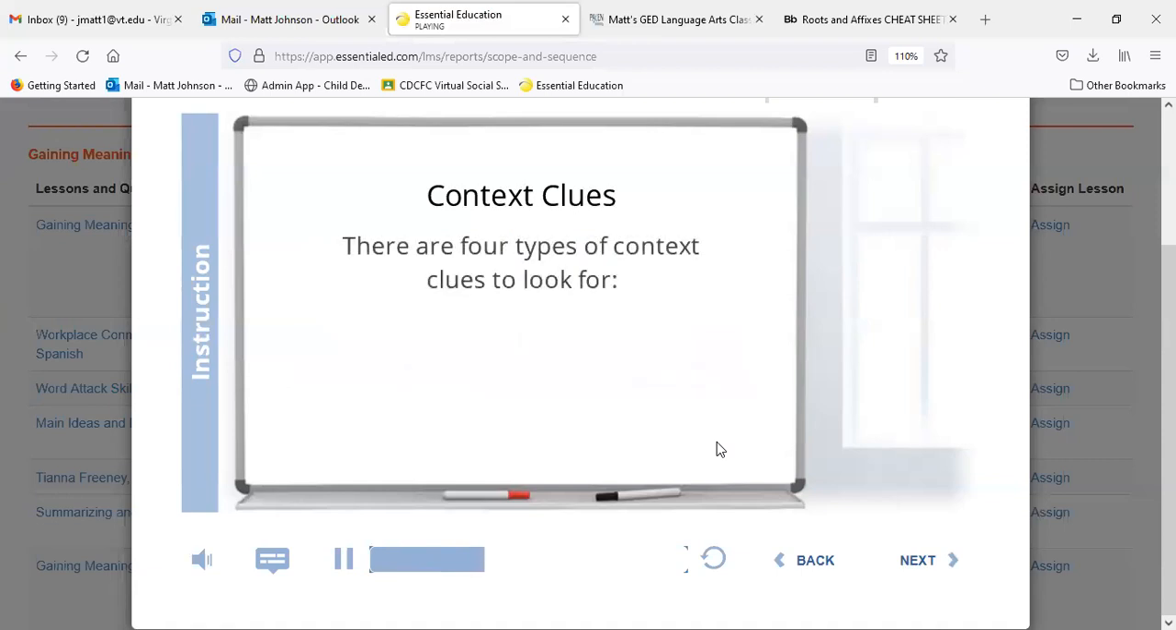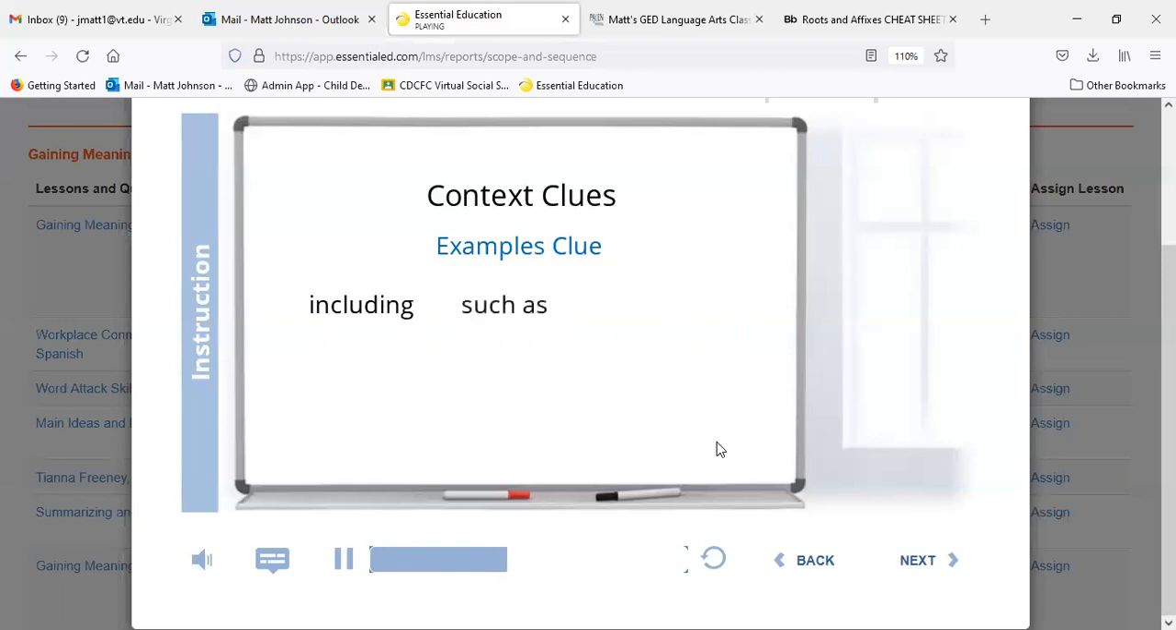There are 4 types of context clues that I look for. They are examples, comparing, contrasting, and definition. Each context clue has its own signal words. For the context clue I just talked about, the examples clue, the signal words are including, such as, and for example. This sentence uses the signal word including.